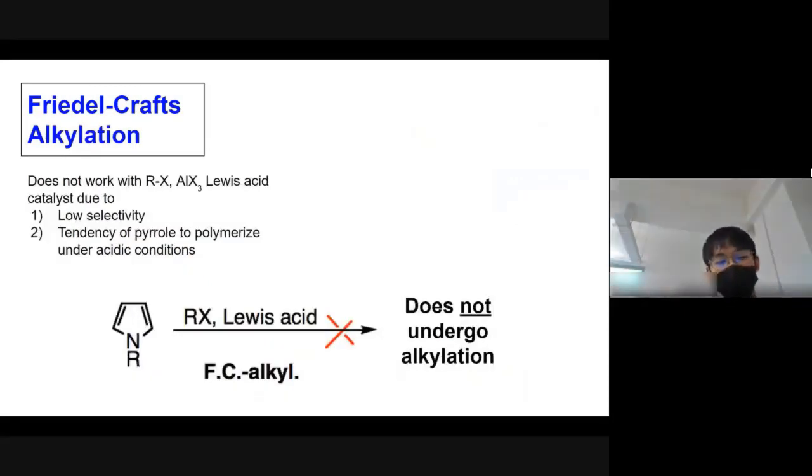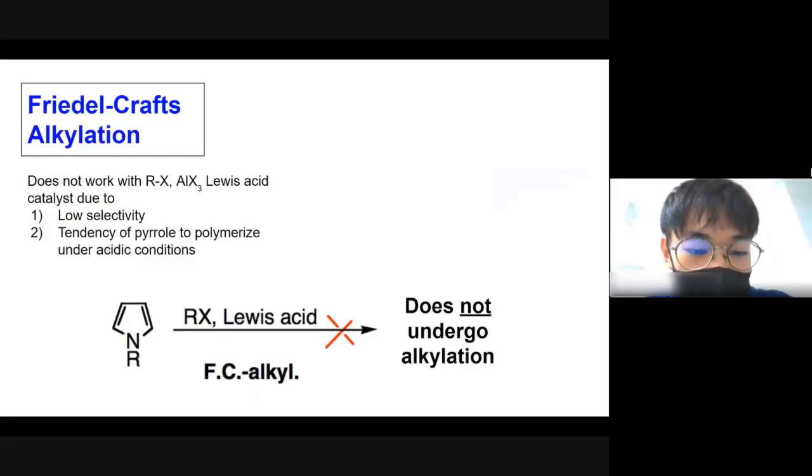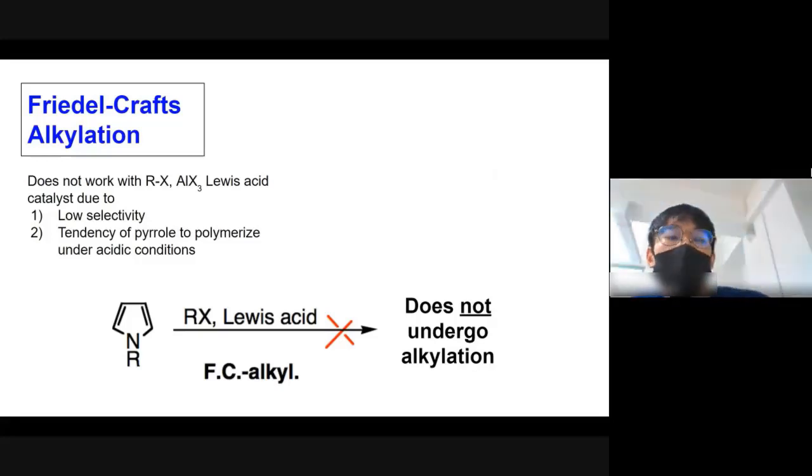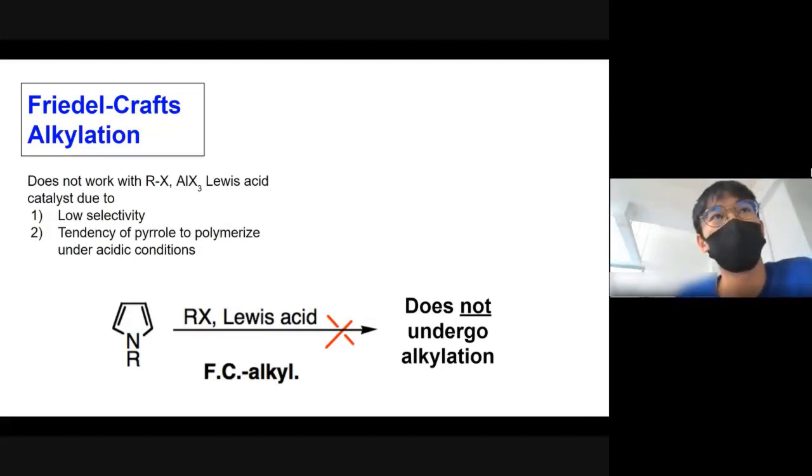So for alkylation, thankfully, you don't have to know anything. Just that pyrrole doesn't actually undergo alkylation with the conventional Friedel-Crafts, mainly because it's too unselective and there's a high tendency for pyrrole to polymerize under acidic conditions. So the only reactions we need to know are nitration and acylation. Okay.